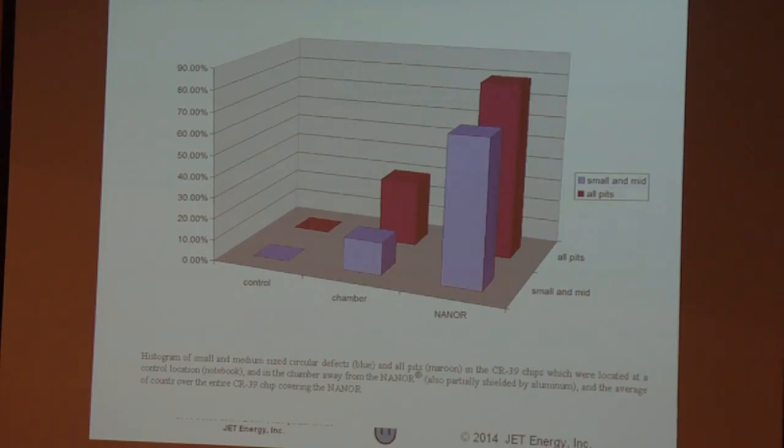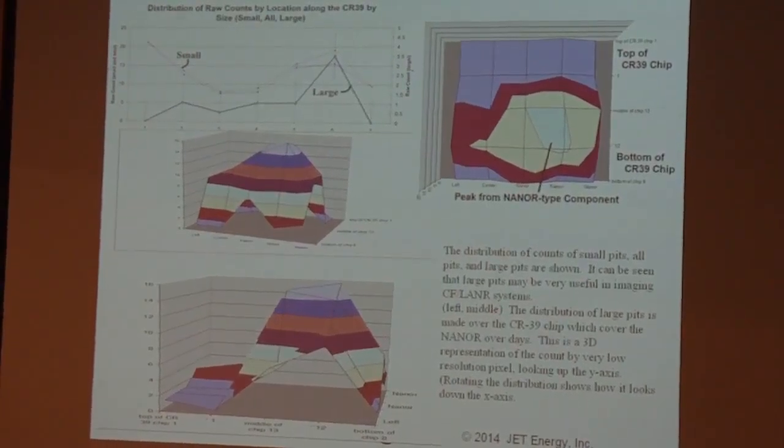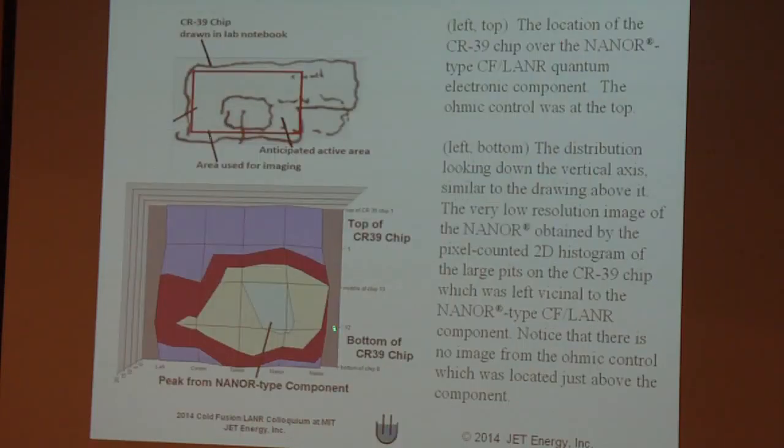Well, can we image it? Well, I tried and we did. We looked at the pitting, at the large things, and what we found was if we took the large pits, we could actually image the device. And here's where we put the CR39. And that's where we saw the image on the chip.